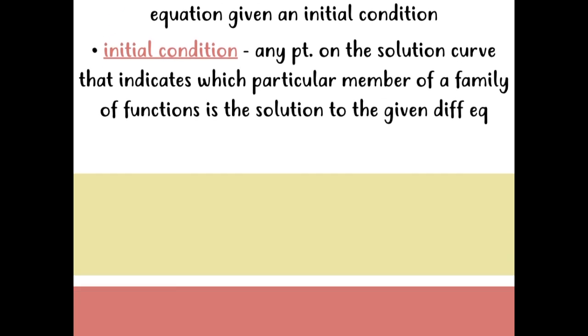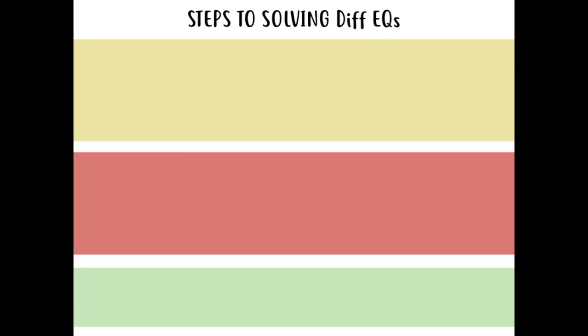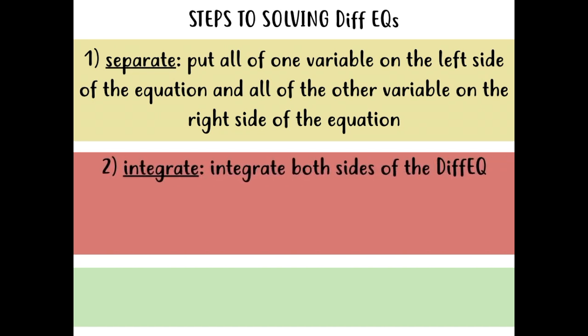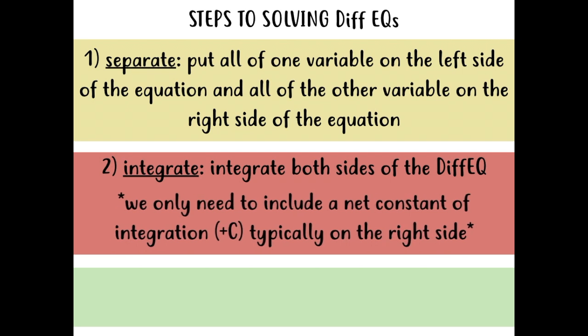Here are some steps to follow when solving diff EQs. First, we need to separate. We will put all of one variable on the left side of the equation and all of the other variable on the right side of the equation. Then we integrate. We integrate both sides of the diff EQ. However, know that we only need to include a net constant of integration, typically on the right side.